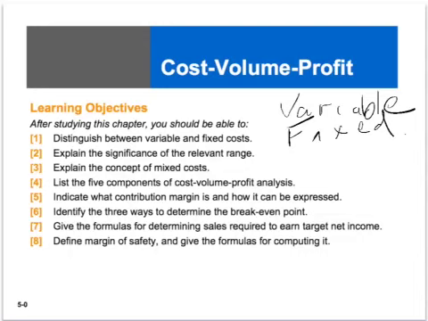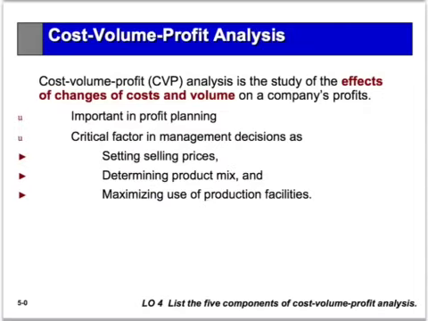So in this video, we're concerned with number 4, the 5 components of the cost, volume, profit model, and we're going to introduce the contribution margin. To begin with, the cost, volume, profit is a model that helps us to study the effects of changes on both the cost and the volume of activity in a company and those effects on profit. This is very important for a manager.